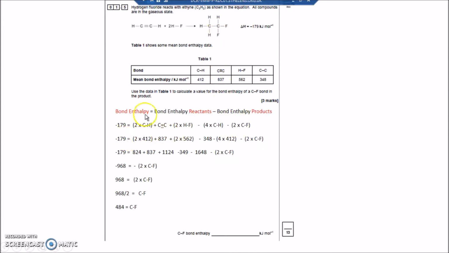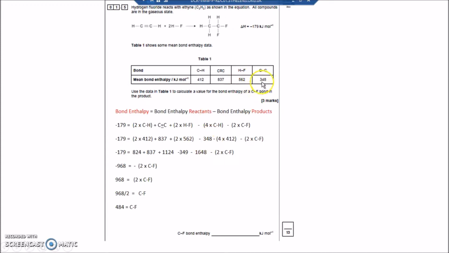So we put the numbers in. A C-H bond is a 412 plus. They're all plus values because they all involve endothermic reactions, putting energy in to break the bonds. So they're always plus values for the mean bond enthalpy. Plus 837, so that's the energy required to break a carbon-to-carbon triple bond. 2 HFs are 2 times 562.